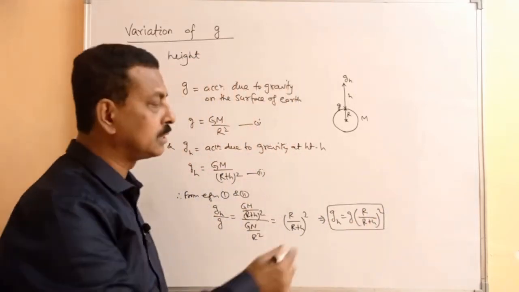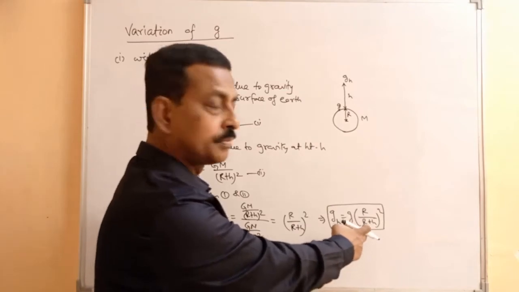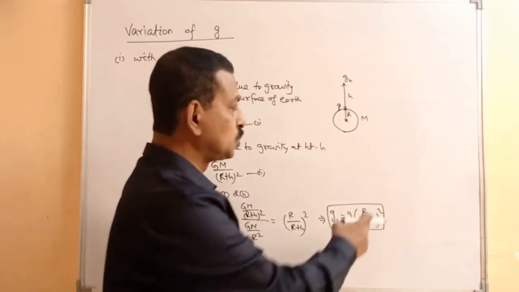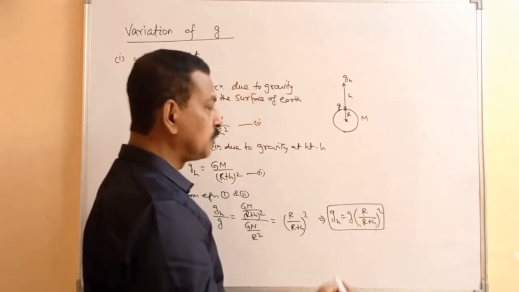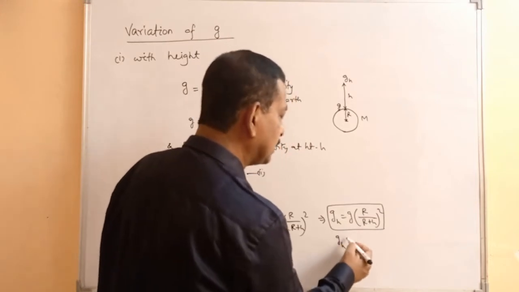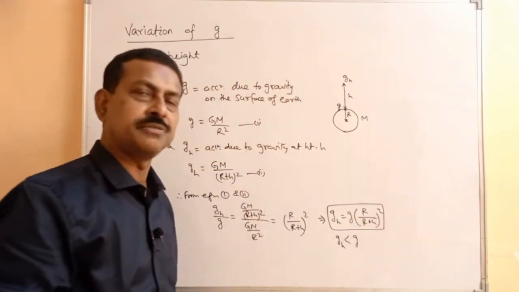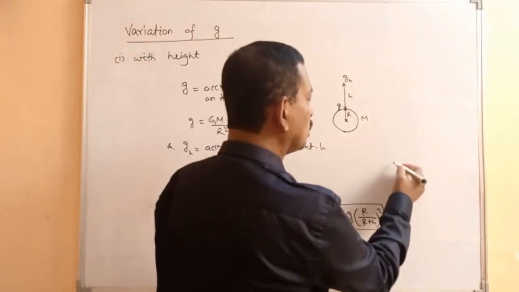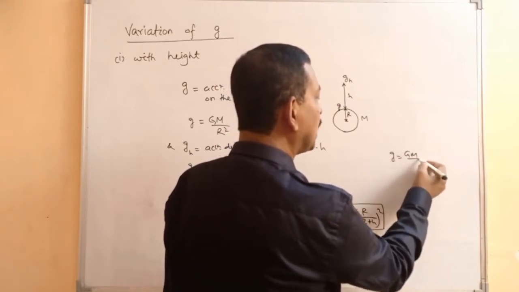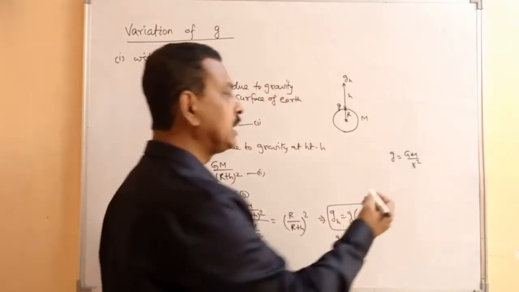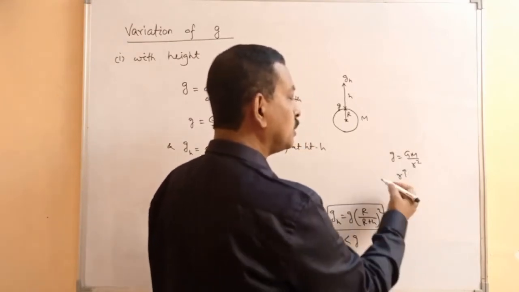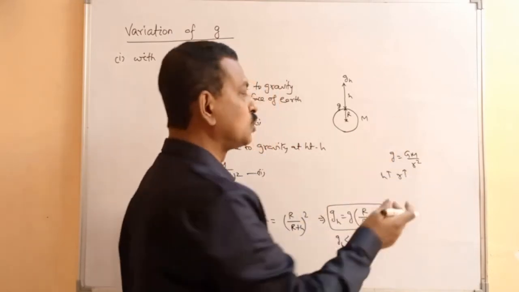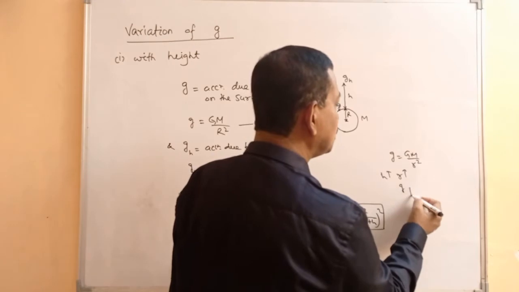Now you can notice that the denominator here, if you consider r by r plus h, is large, so this fraction will be small. Therefore, acceleration due to gravity at height will be less than that on the surface of Earth. This we can easily understand from the basic relation also, that g is GM by r square. So obviously, if h is increasing, r will increase, and in that case, g will definitely decrease.